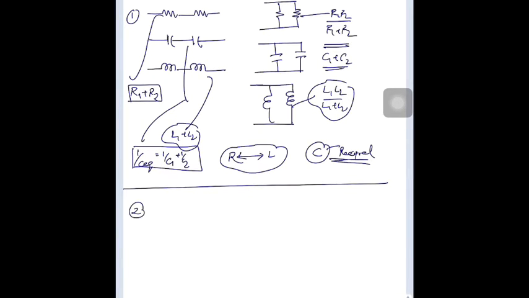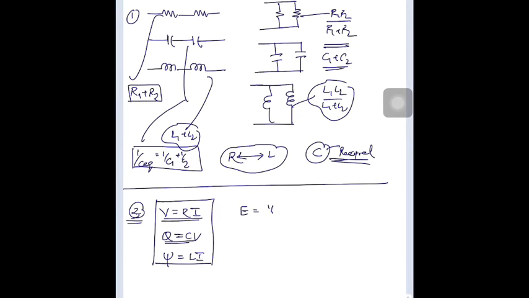Done. Now coming to the third topic, relations. We all know that V is equal to R into I, Q is equal to C into V, right? Flux is equal to L into I. These are the relations. And energy stored in a capacitor is equal to half CV square. Energy stored in an inductor is equal to half Li square, right?